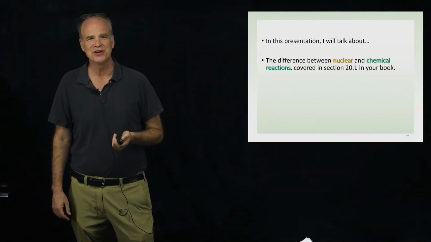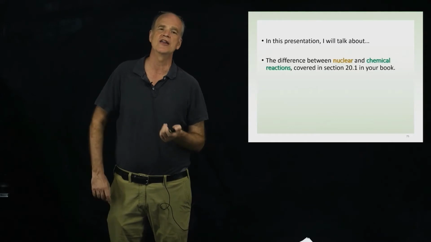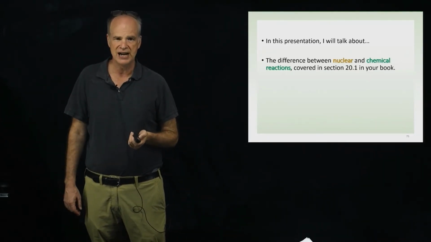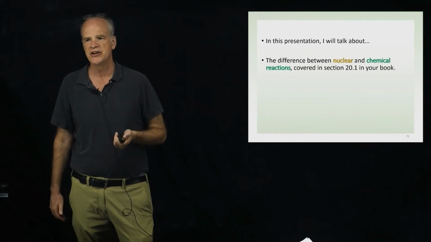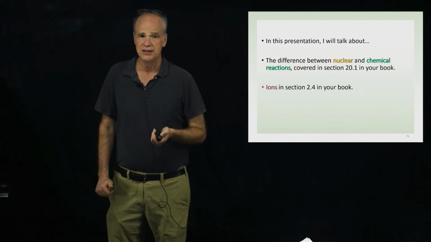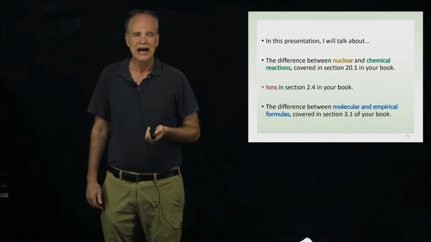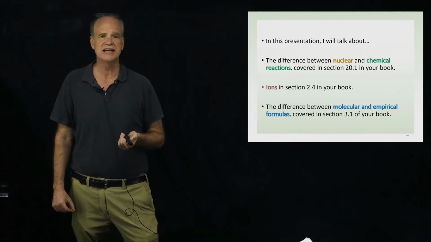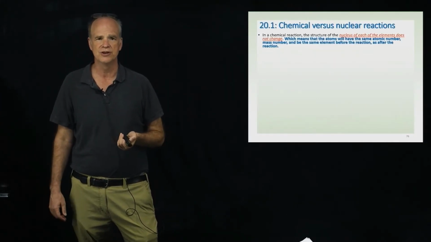Welcome back to chemistry. In this presentation I'm going to be talking about a few different things. One is the difference between nuclear reactions and chemical reactions. Nuclear reactions are covered in section 20.1 in your book. Another is ions, which is in section 2.4 of your book. The last thing I want to go over is the difference between molecular and empirical formulas, which is covered in section 3.1 of your book.